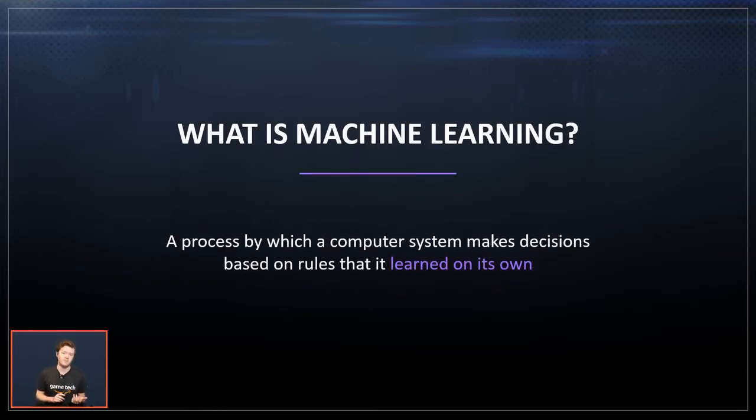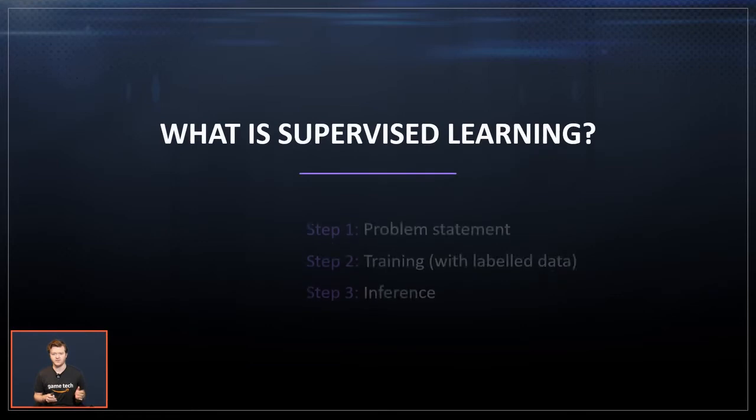I hinted at this a little bit before, but ultimately machine learning is a process by which a system will make decisions based on rules that it has learned on its own. So two main components there. First, automated decision making. Once the system has developed its rules, it will be able to take conditional actions in the future. That's going to be the inference and the prediction side. And then the first part, learning on its own, is going to be the training aspect that will be using machine learning algorithms. So for supervised learning, there's three main parts.